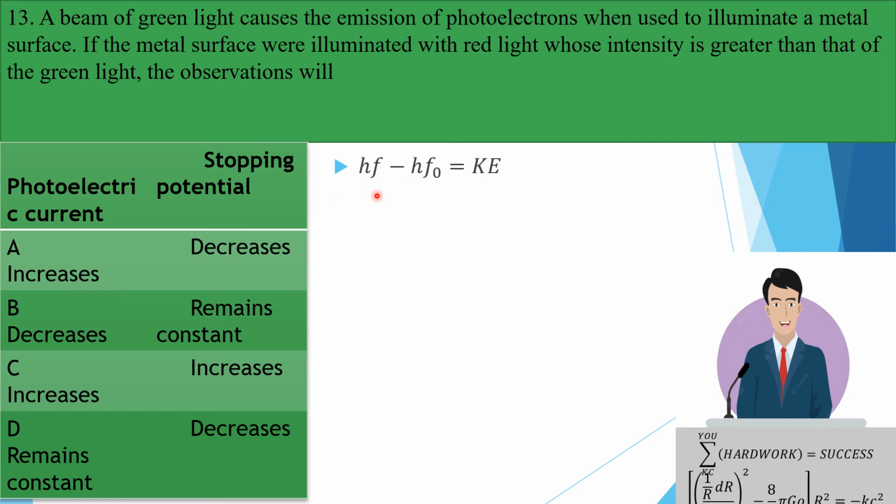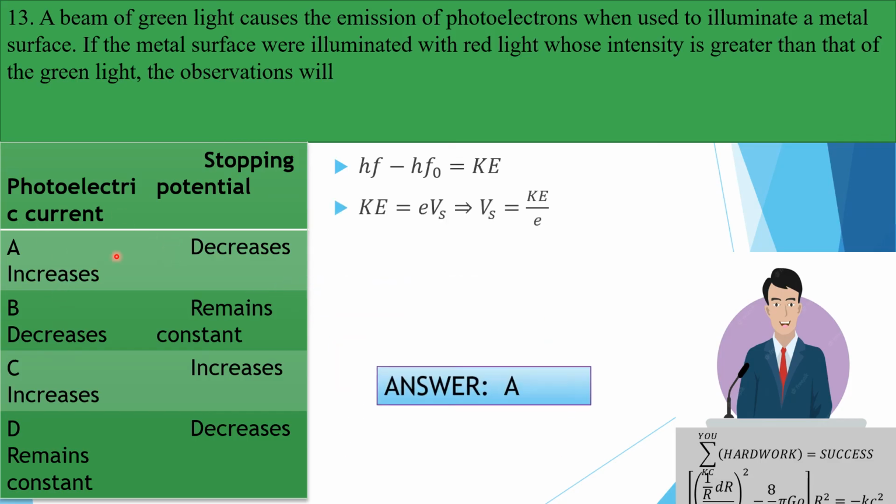Because the energy has reduced, but then what have you done? You have increased the intensity. If you have increased the intensity, it means that the number of photons hitting that metal surface per unit time has increased. So the number of photoelectrons ejected per unit time has increased. It means that the photoelectric current has actually also increased. So A is our answer. Perfect.